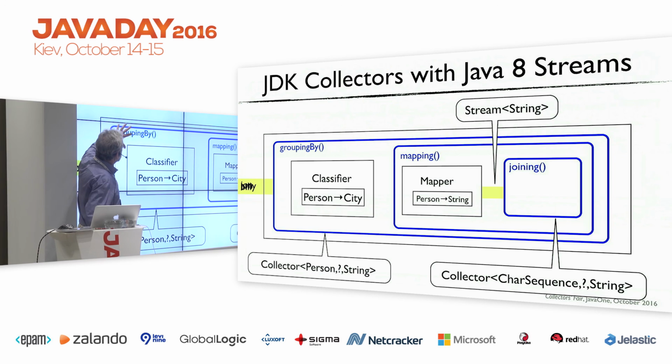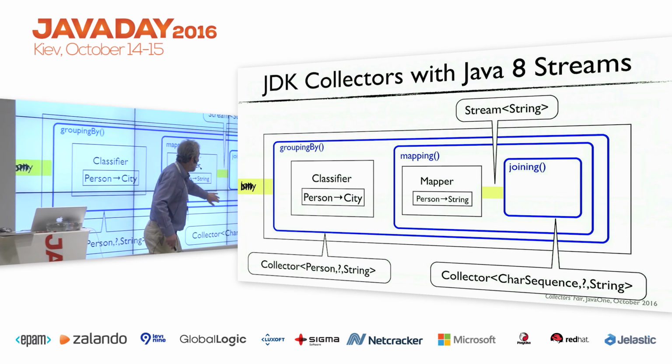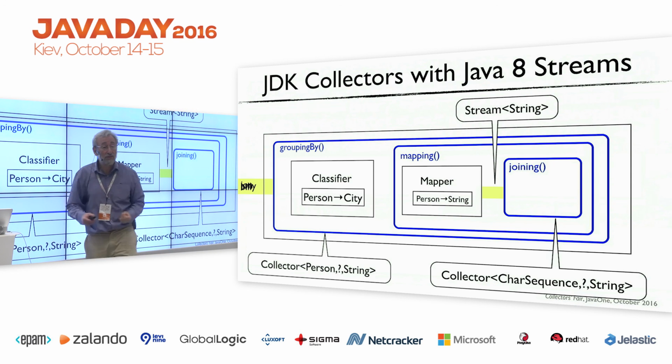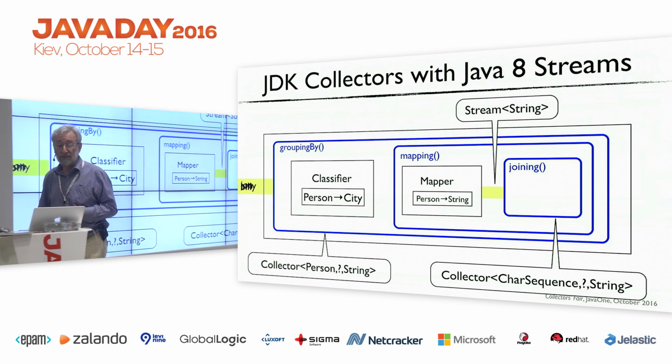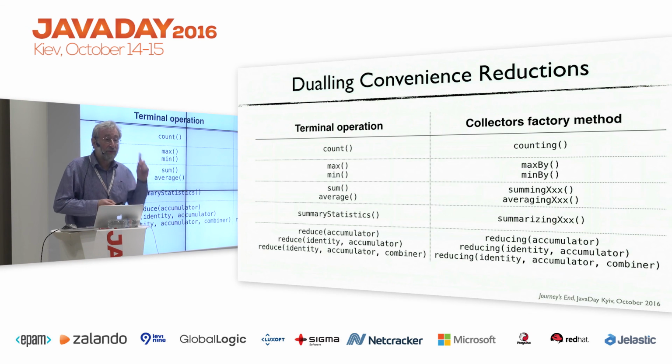So here you've got the first collector, an upstream collector. Here you've got the downstream collector, which is mapping, which has its own downstream collector, joining. And this composition of these collectors together is very powerful. It's really great. Okay, I've got one last slide before lunch.